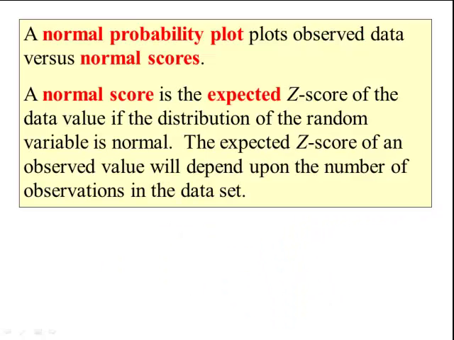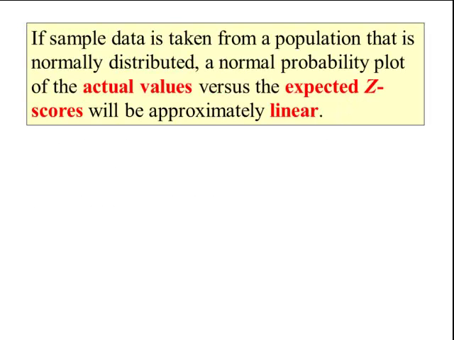A normal probability plot plots observed data versus normal scores. A normal score is the expected z-score of a data value if the distribution of the random variable is normal. The expected z-score of an observed value will depend upon the number of observations in the set. If the sample data is taken from a population that is normally distributed, a normal probability plot of the actual values versus the expected z-scores will be approximately linear. Straight line.